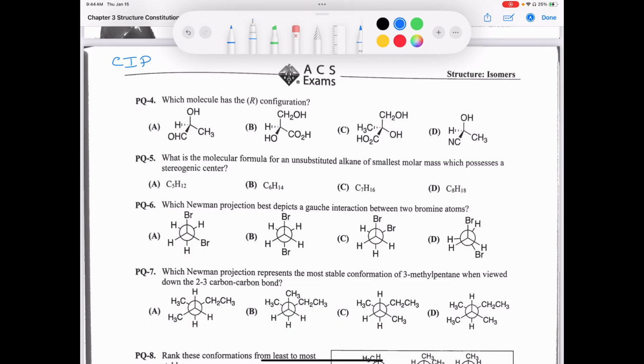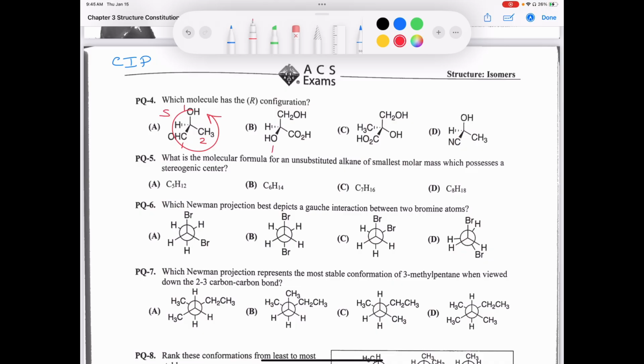And if you look at the first compound, we'll just go through these quickly. The hydrogen's in the back. We have the highest priority group, the alcohol. The oxygen has the highest atomic number, or a higher atomic number than these two carbons and the hydrogen, obviously. So we're going to go from 1 to 2 to 3. And so that's going counterclockwise. And so this is an S stereocenter.